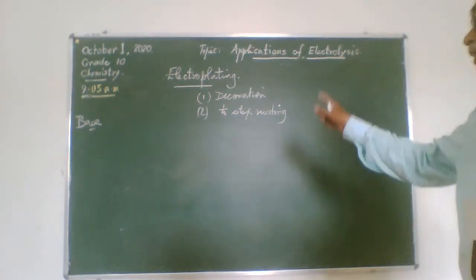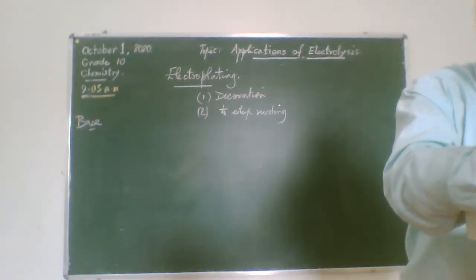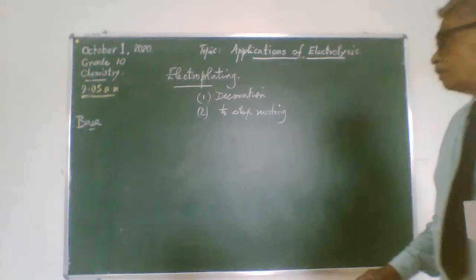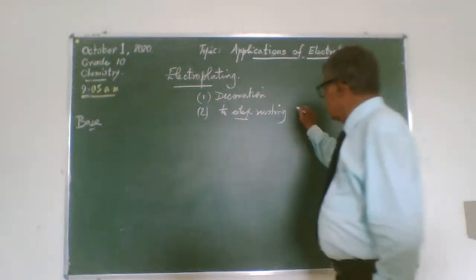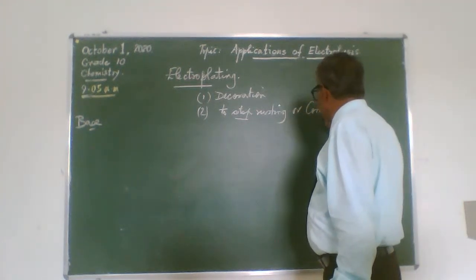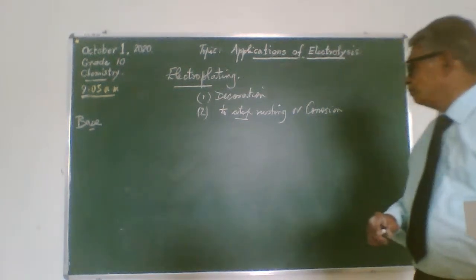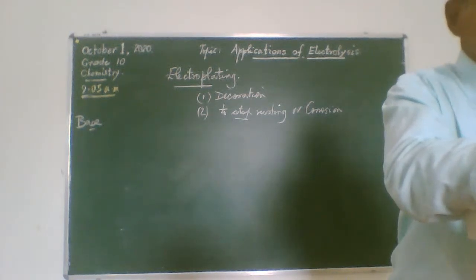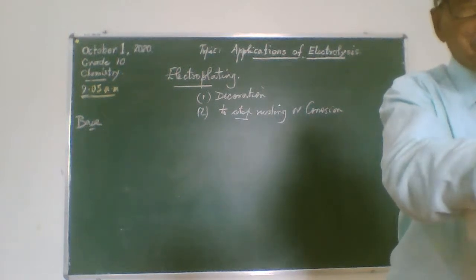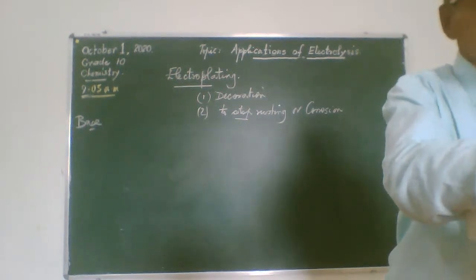So these are the two main reasons why we get objects plated, right? One, decoration purpose. Second, to protect from rusting or corrosion. By gold plating, we give it an expensive look, an article made in gold.